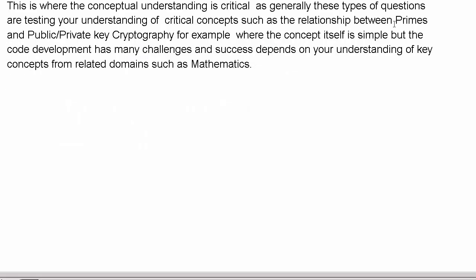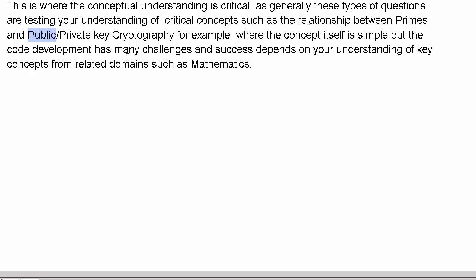A good example of this is in the study of primes. Public-private key cryptography is based on this simple concept where you have this extremely large number of 40 digits, and it has 2 prime factors. One of those prime factors is the private key, the other prime factor is the public key. This is a simple idea behind public-private key cryptography.